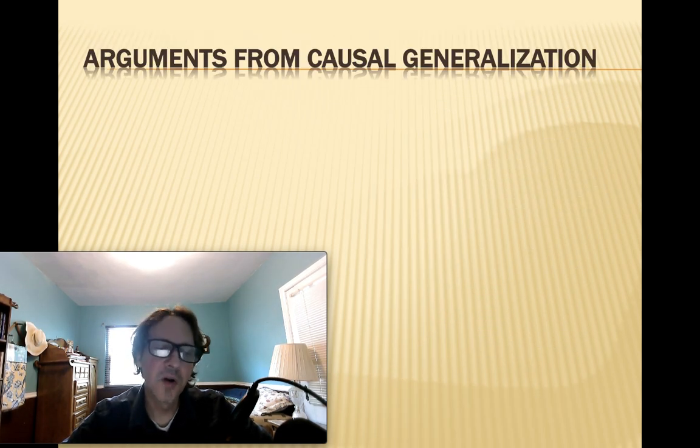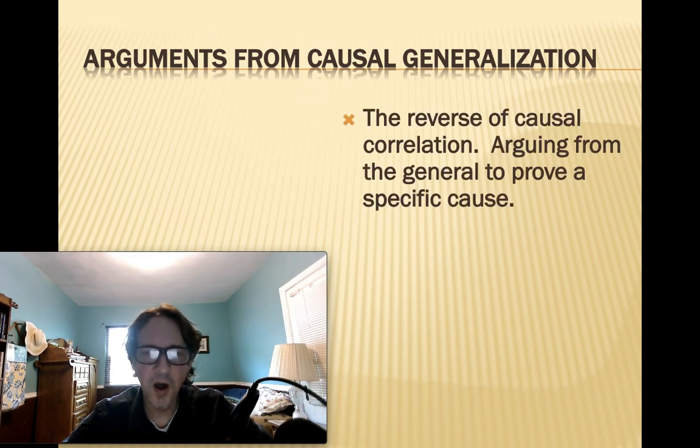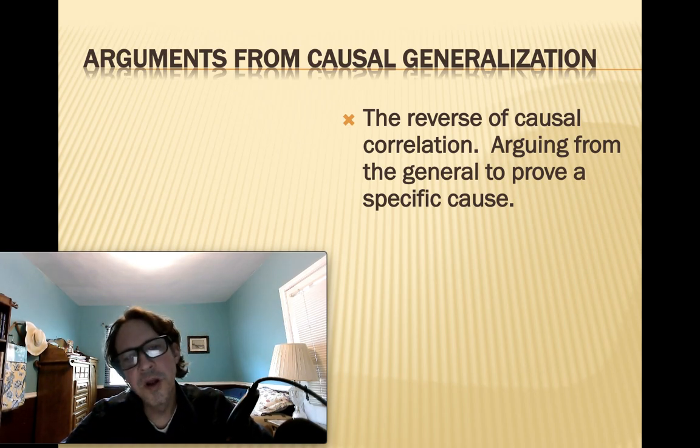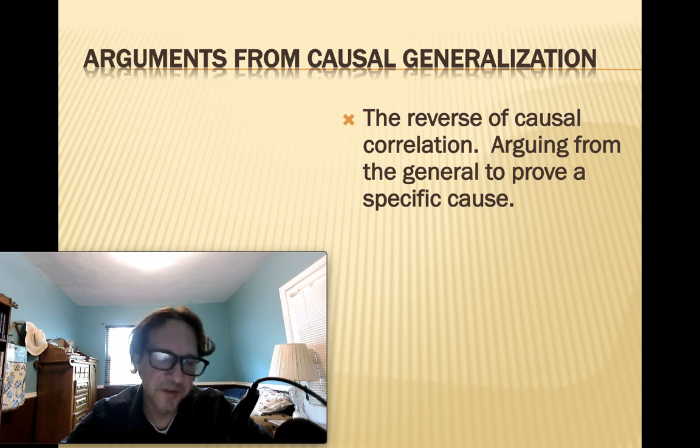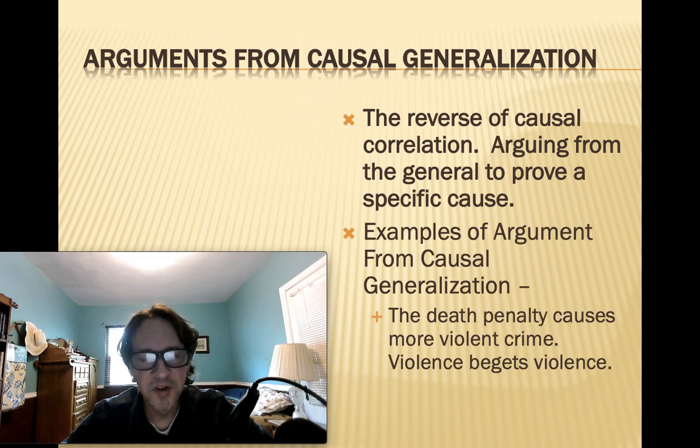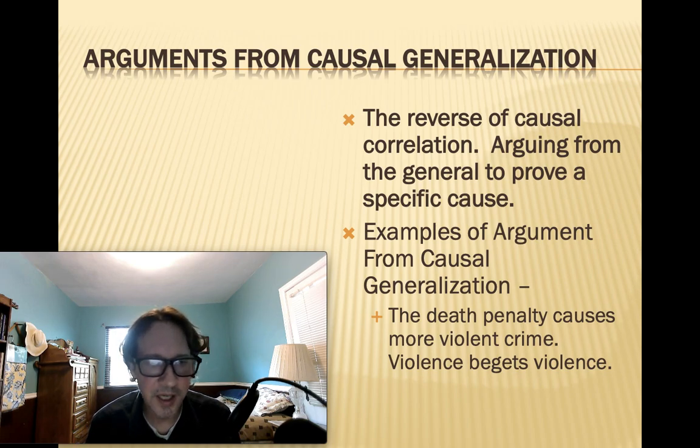evidence. There's also arguments from causal generalization, which is sort of the reverse of causal correlation. This is where we argue from the general to prove a specific cause. So our data is a generalization about causes, right? So here's an example here. I'm making the claim the death penalty causes more violent crime. And my data for that is a causal generalization. Violence generally begets violence, right?